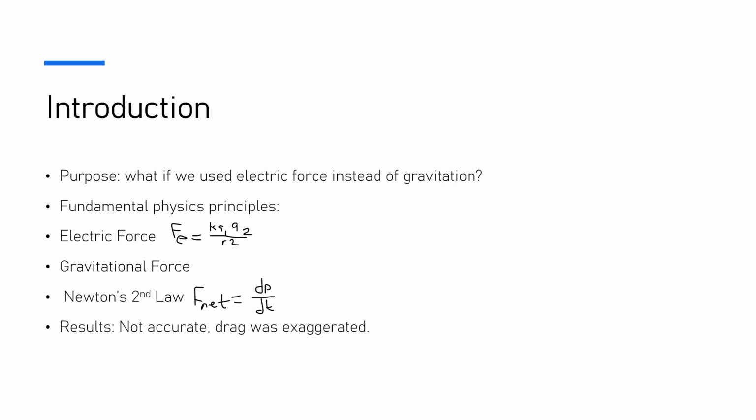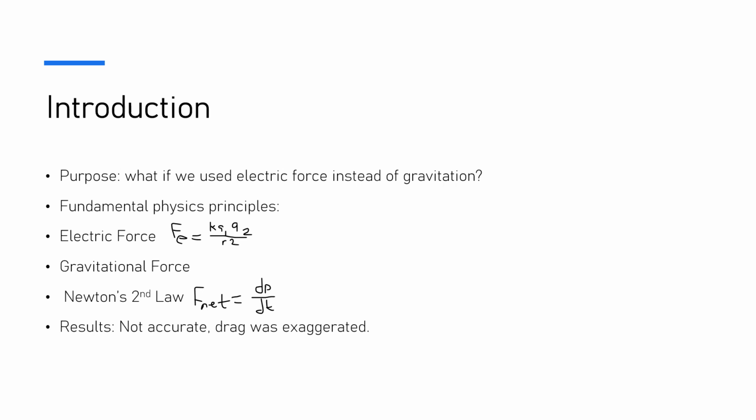It's gonna be crazy. For our fundamental physics principles, we have electric force, which is Fe equals k times the charge q times the second charge of a second object q2 over a radius squared. Gravitational force is going to be very similar: Fg equals big G times mass 1 times mass 2 over distance squared. We're going to be using Newton's second law, which is that F net equals a change in momentum over a change in time.